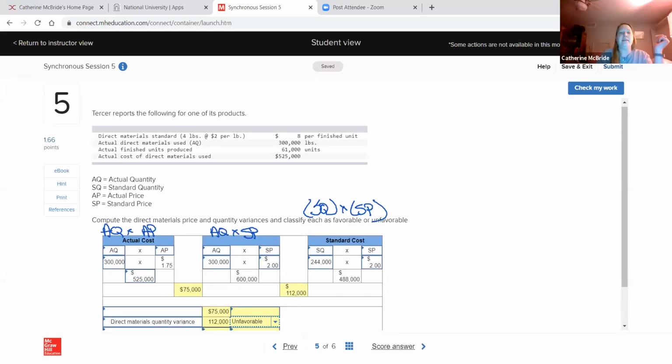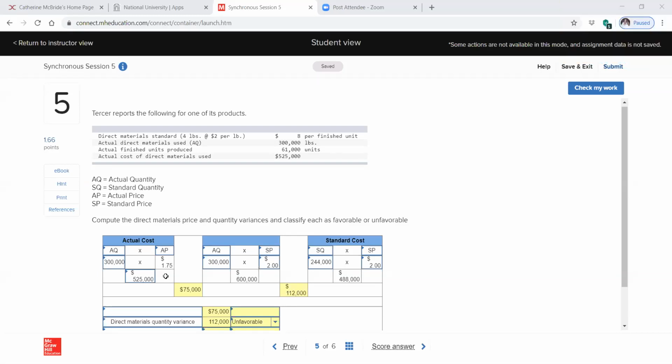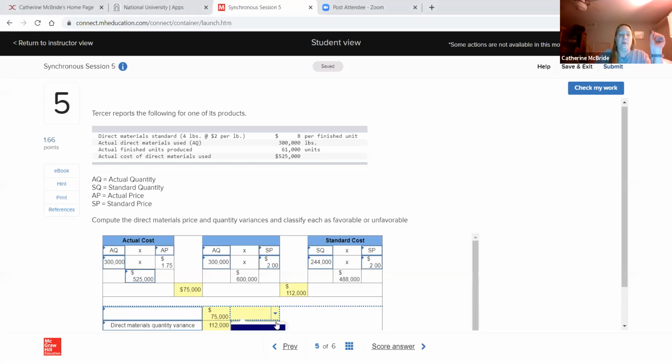Okay, so now the next thing is on the left-hand side. We have a $75,000 variance. These two columns on the left, we've kept the quantity the same. We've separated out the price. So we can see that we planned to pay $2 per pound. How much did we pay? $1.75. So it's favorable, exactly. This variance is favorable.